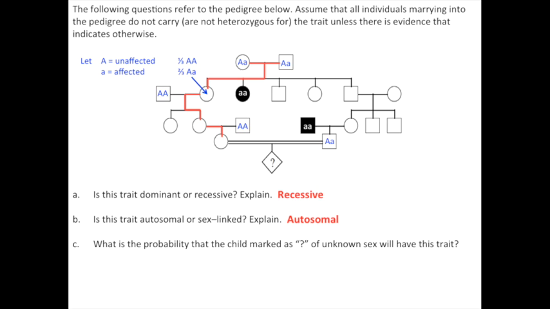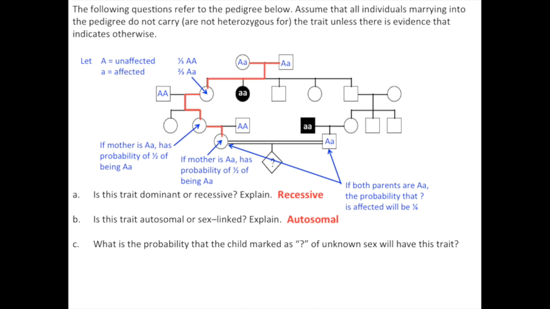So if she is heterozygous, the probability that her daughter is heterozygous will be 1/2. And if the daughter is heterozygous, the probability that she passes on the little a will be 1/2. If all of these things are true, then the probability that these two heterozygous individuals will have an affected child is 1/4.